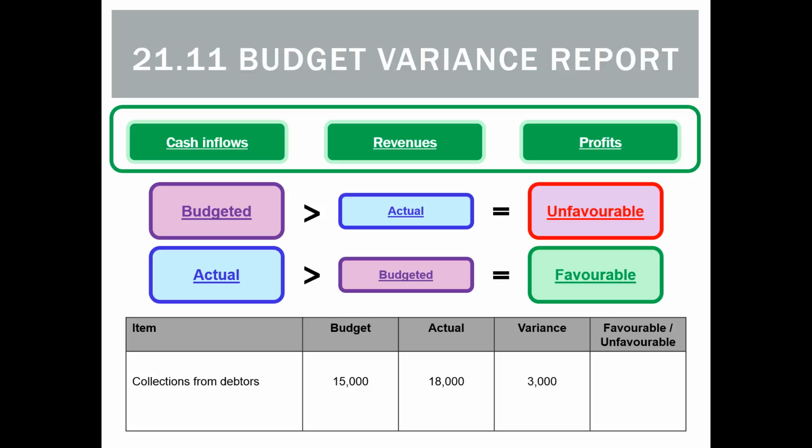So looking at some examples, we expected to collect $15,000 from debtors. We actually got 18,000. That's a variance of 3,000. That is going to be a favorable result, and the reason is we actually collected more cash than we budgeted for.